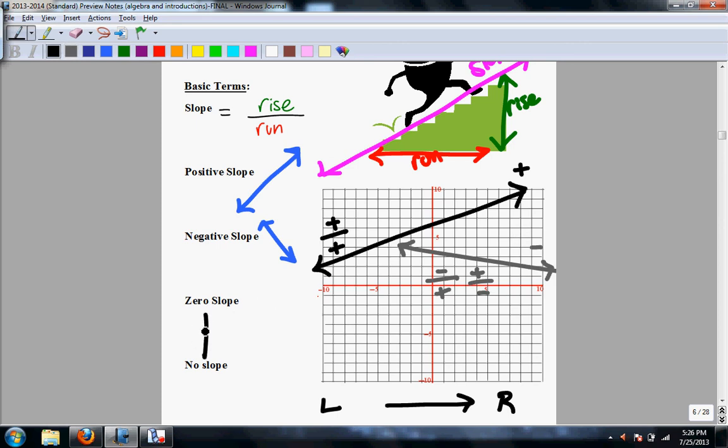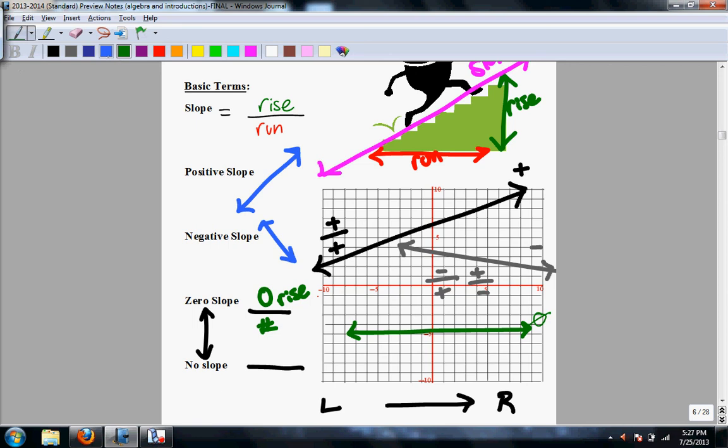Now, zero slope and no slope, be very careful with these. These are not interchangeable. A zero slope is when you have a 0 in the rise. You have no rise. 0 over the rise, over any other number. If you have no rise, that means the line is completely horizontal. It has no up and down. So a 0 over any number is just 0. So all horizontal lines have 0 slope because they have no rise.